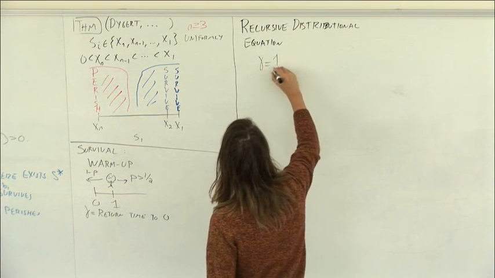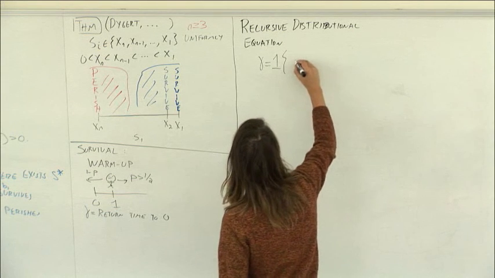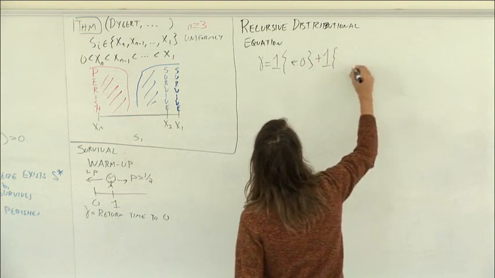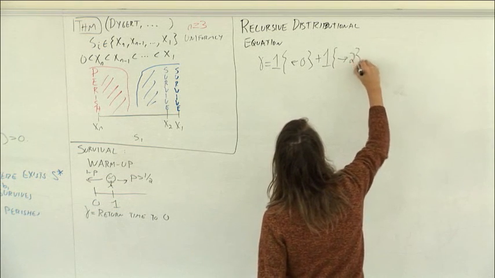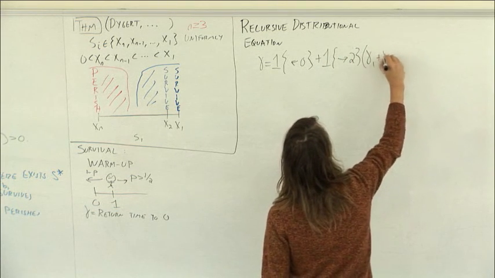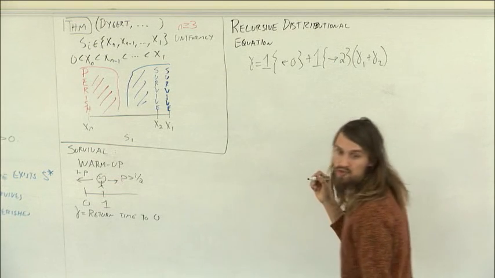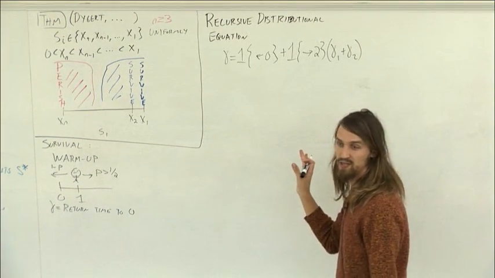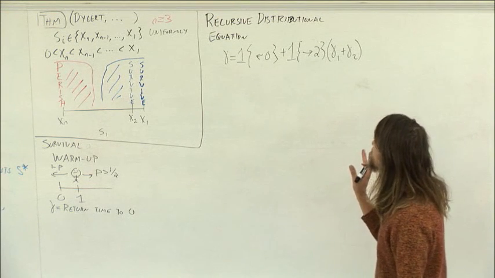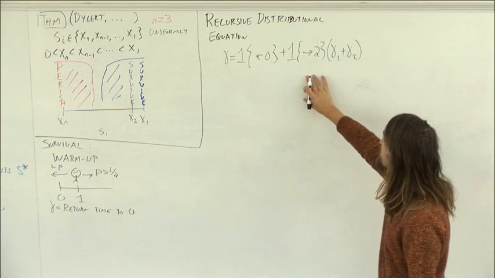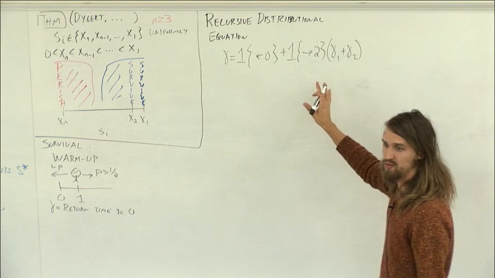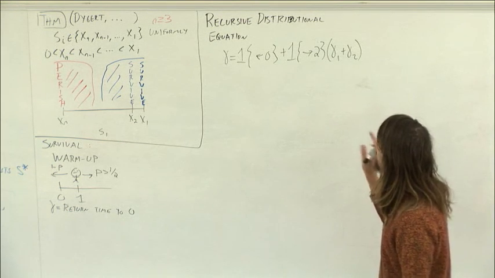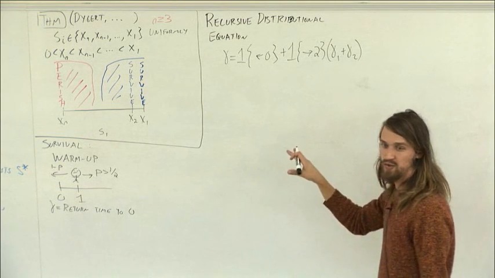You can write gamma as an indicator that it moves to 0 initially, plus an indicator that it moves to 2, plus 2 independent copies of gamma, just because you have a renewal if you move 1 to the right. Then you can analyze this in various ways and prove that gamma is infinite with positive probability. And what we want to do is obtain something similar in this discrete bullet problem.